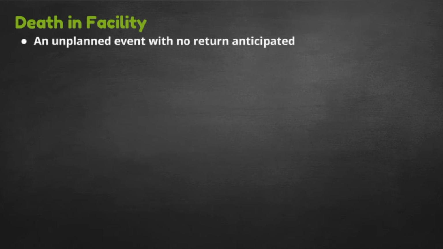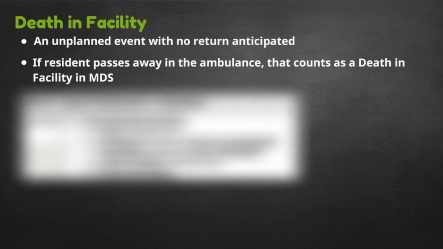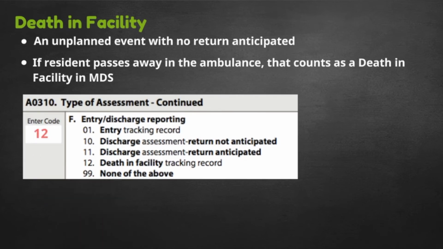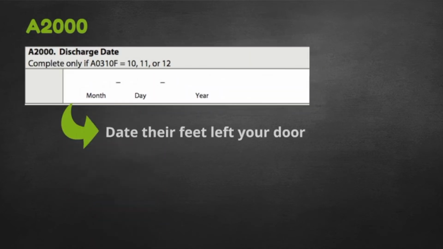Another situation that belongs in this quadrant is a death in facility. Even if an ambulance ride was not involved, it is still an unplanned event with no return anticipated, even if the resident was on hospice. If the resident took the ambulance ride but was called dead on arrival at the hospital, it becomes a death in facility. The MDS coding in this case is A0310F equals 12, death in facility. A0310G equals unplanned. A2000 is the discharge date, the date the feet left your door.